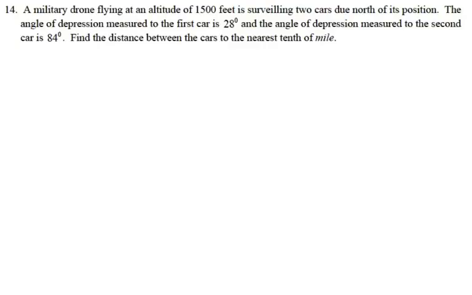All right, last problem. A military drone flying at an altitude of 1,500 feet is surveying two cars due north of its position. The angle of depression measured to the first car is 28 degrees, and the angle of depression measured to the second car is 84 degrees. Find the distance between the cars to the nearest tenth of a mile. So both of the cars are due north of its position, so that means both of the cars are on the same side of the drone.